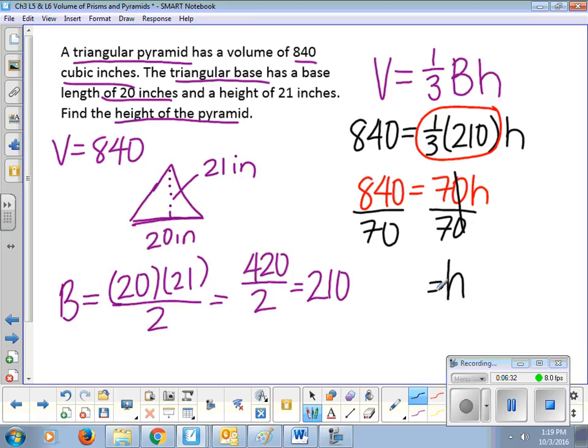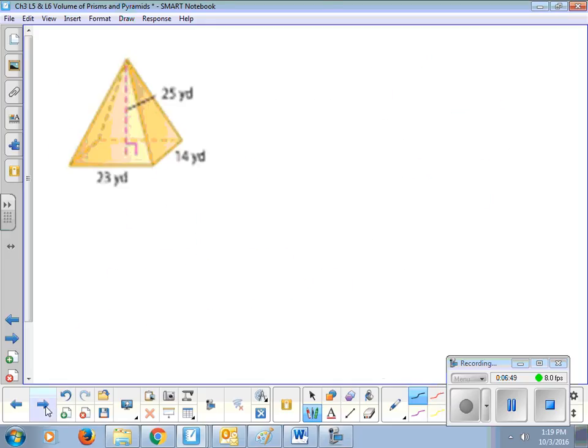70 divided by 70 is 1. 1 times h gives us h. And 840 divided by 70 gives us 12. Since we were just solving for our height, it is 12 inches, and we do not need to put inches cubed because it's not volume. So for number 2, we found a height of 12 inches.